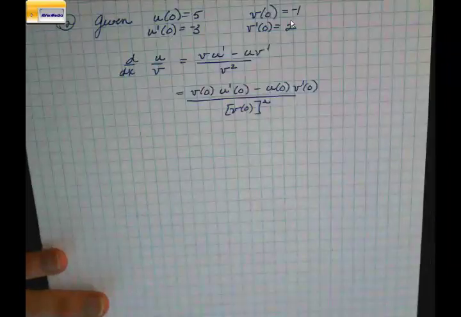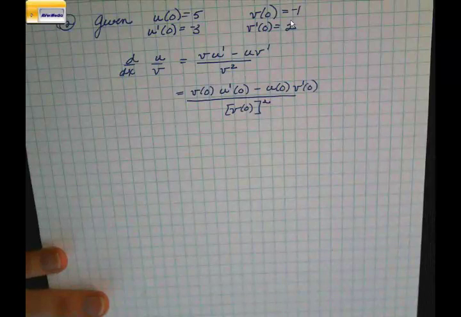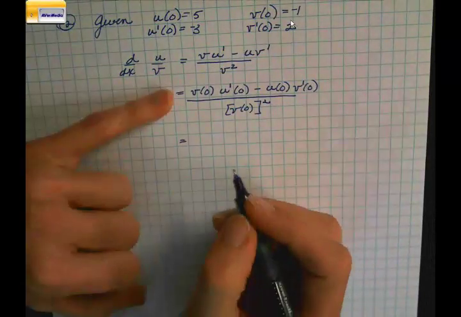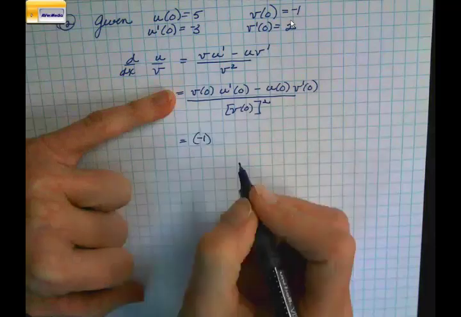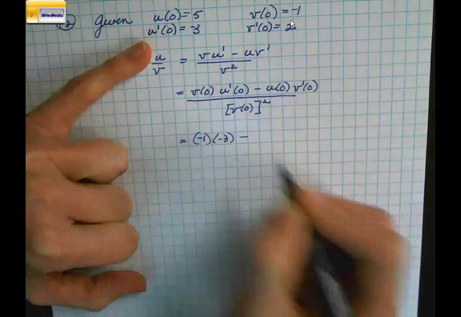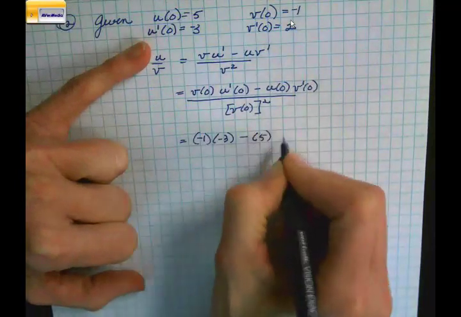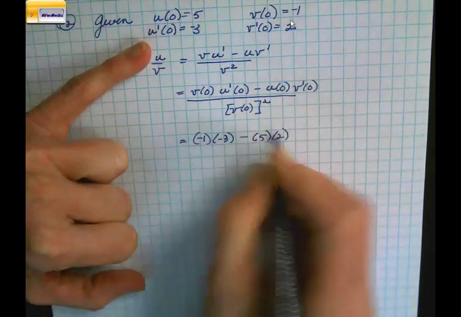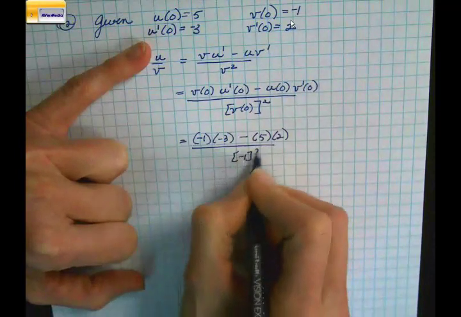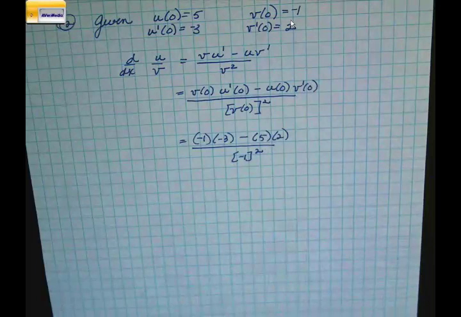And then just plug in all the values they gave you. So it's really not that difficult. It's just a lot of notation. So here, v of 0 is negative 1 times u prime of 0, which is negative 3. U of 0 is 5. V prime of 0 is 2. And then v of 0 squared is negative 1 squared.